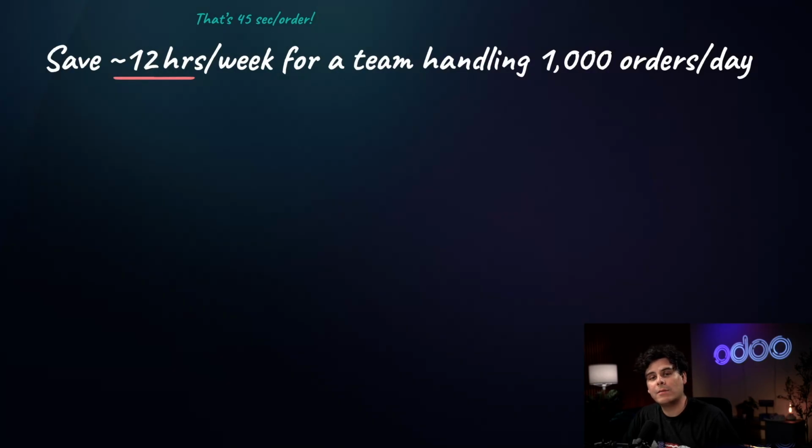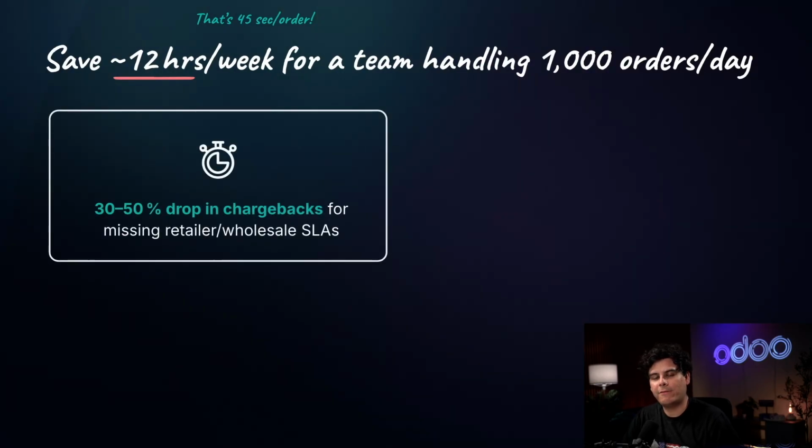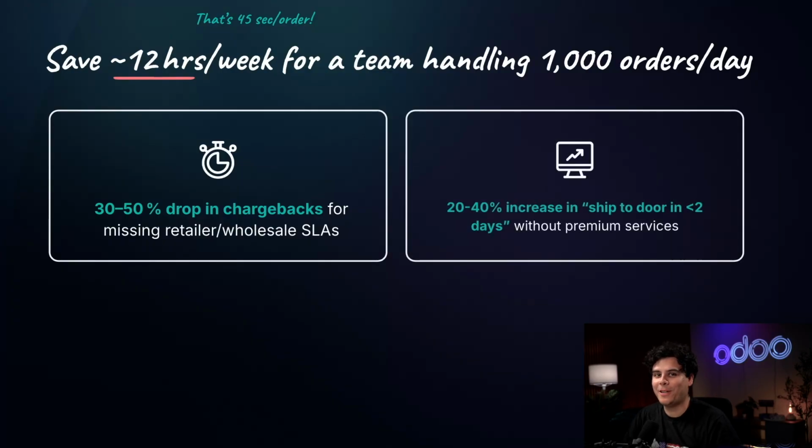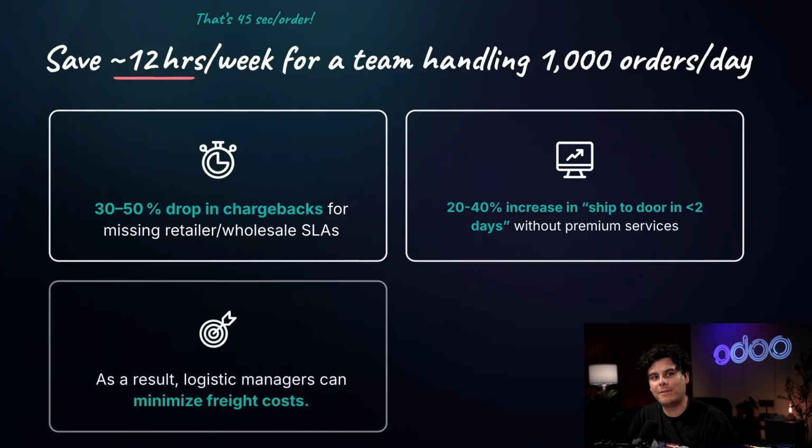daily. It can also cut chargebacks by 30 to 50% from missed wholesale/retailer SLAs and improve delivery competitiveness by actually increasing sub 2-day ship to door rates without paying premium freight costs. As a result, logistics managers can minimize freight costs. So, enough chit chat. Let's jump in and see how this automation works.